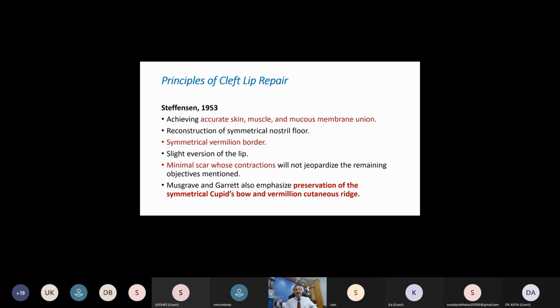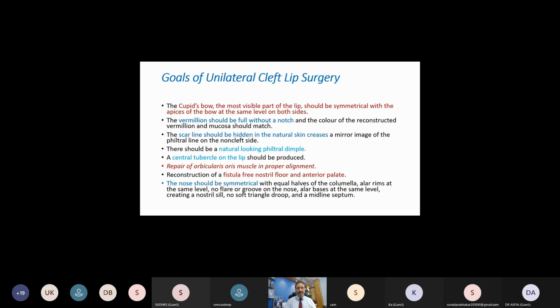So then you have to reconstruct a symmetrical nostril floor, symmetrical vermilion border, slight eversion of the lip, and minimal scar whose contraction will not jeopardize the remaining objectives mentioned, and also preservation of symmetrical Cupid's bow and vermilion cutaneous ridge. Again, the goals are similar, and you have to get a Cupid's bow. The most visible part of the lip should be symmetrical with the apexes of the bow at the same level on both the sides.